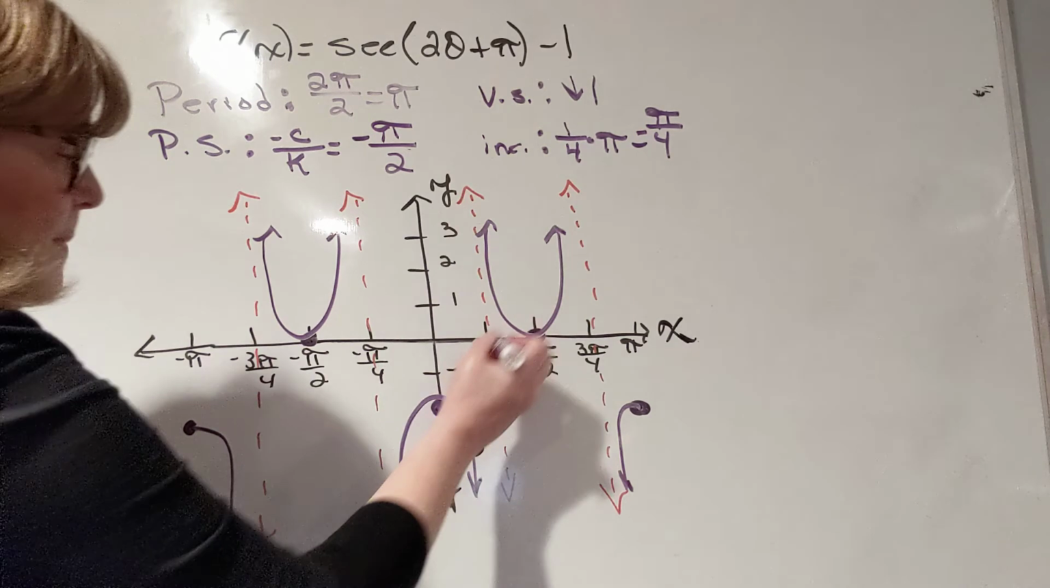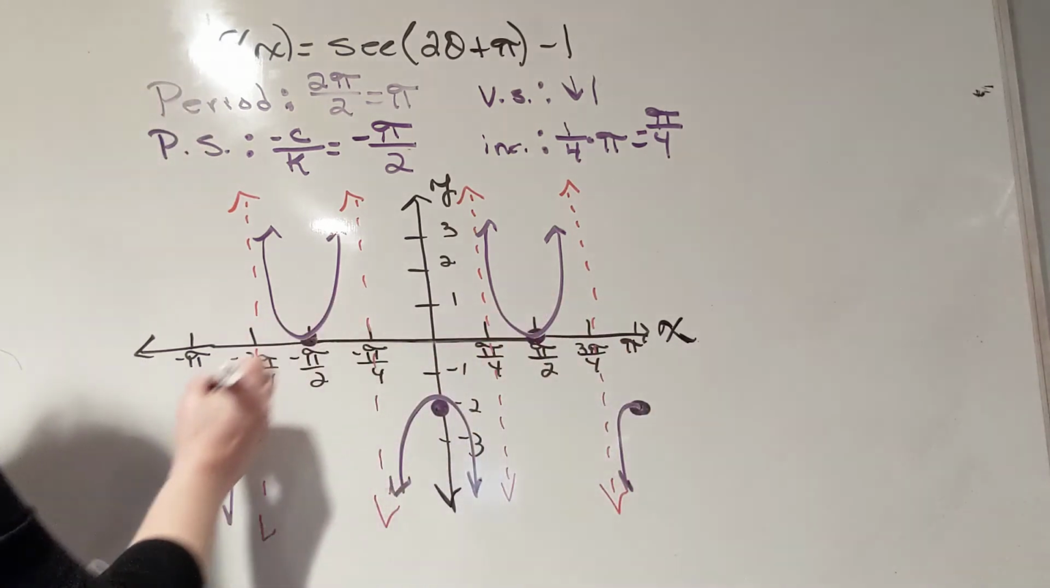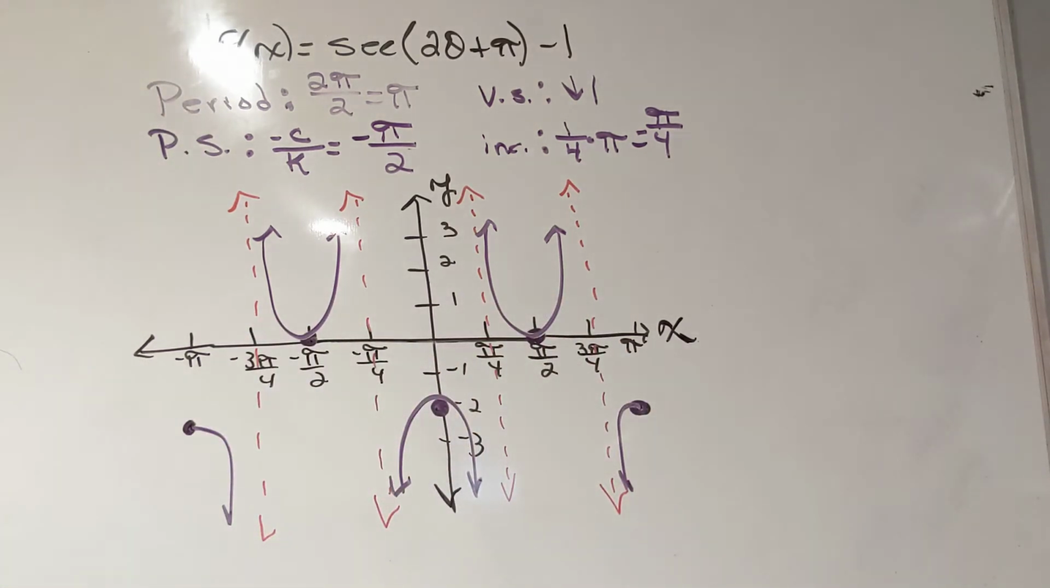Remember, there should be dead space in the middle, and that's where the cosine function would go because secant is the reciprocal function of cosine. Okay? So that's a transformation of secant. Let's take a look at a transformation involving cosecant.